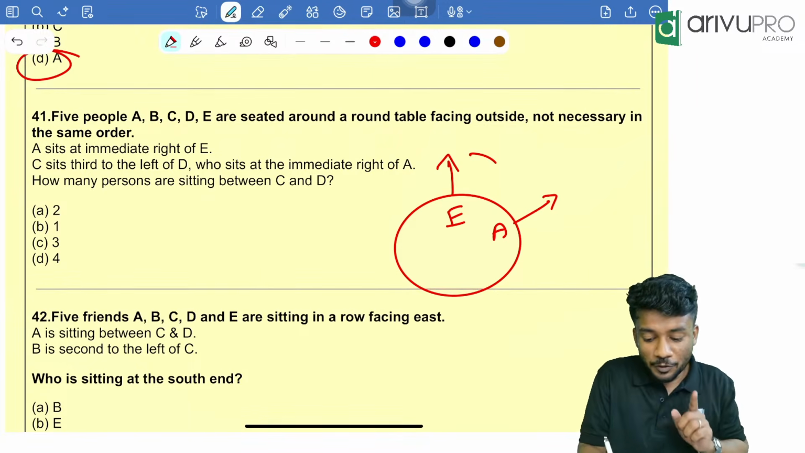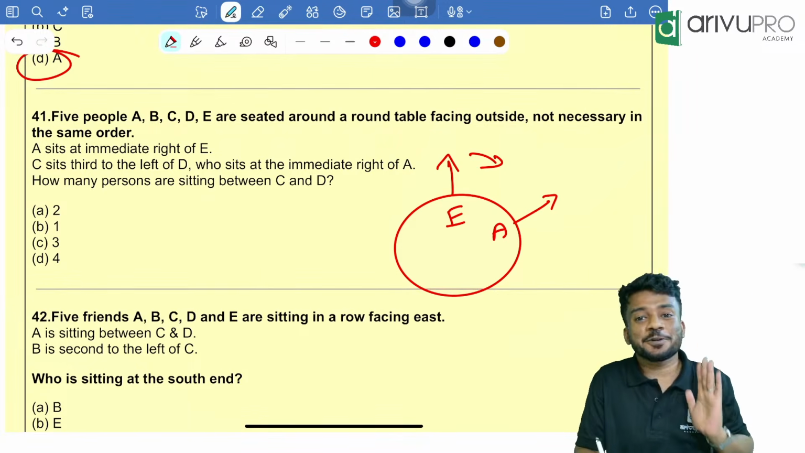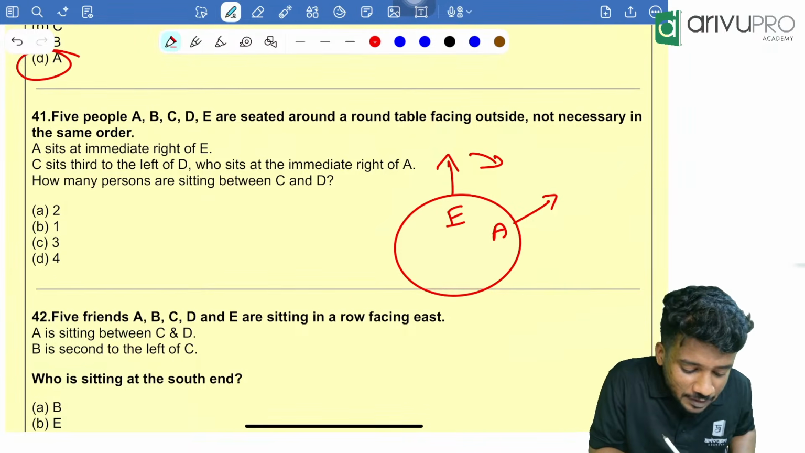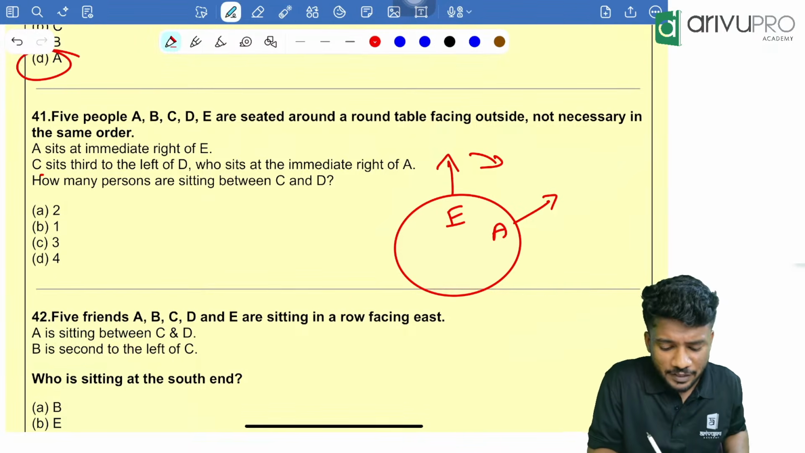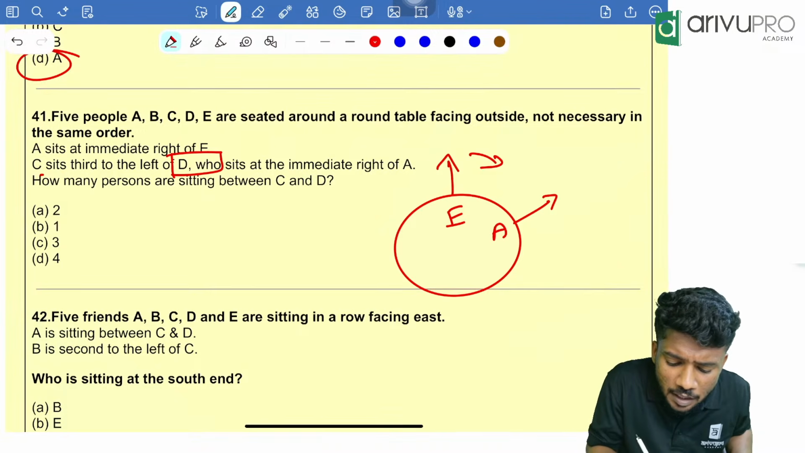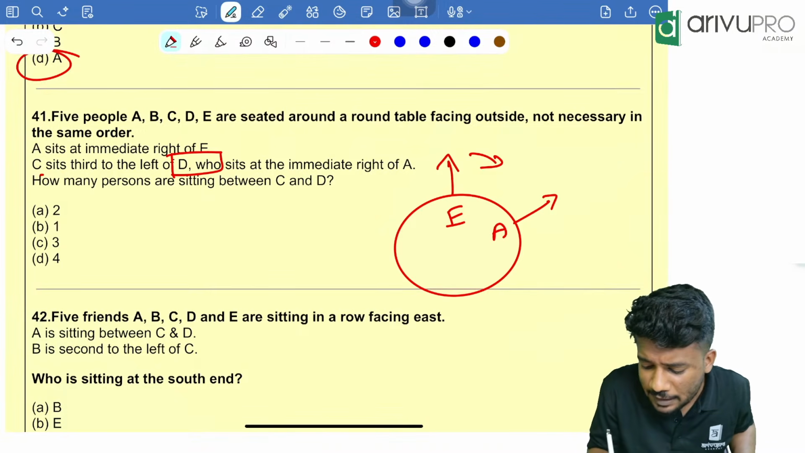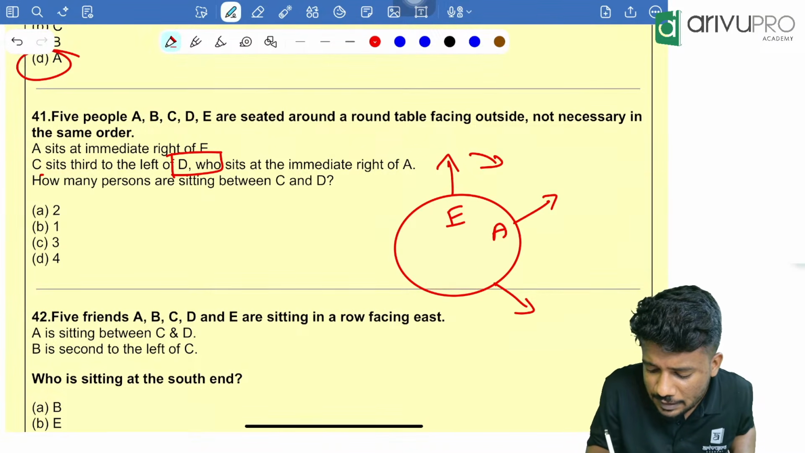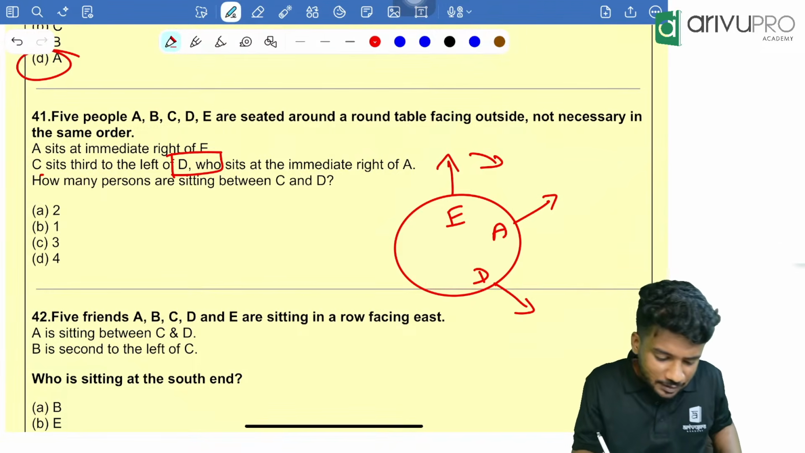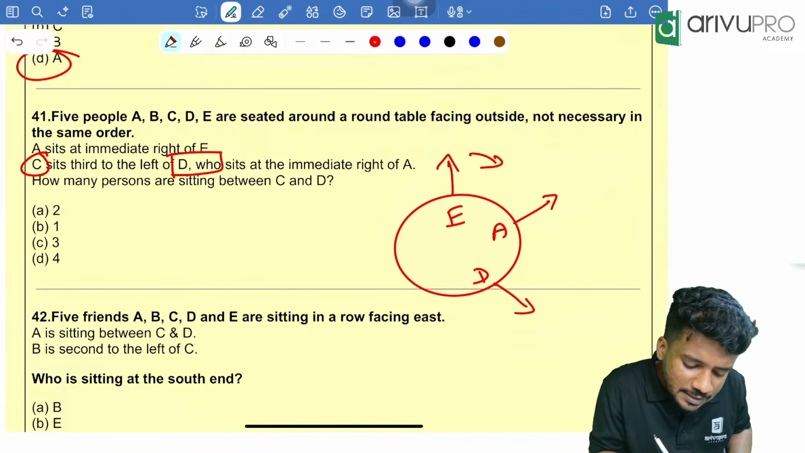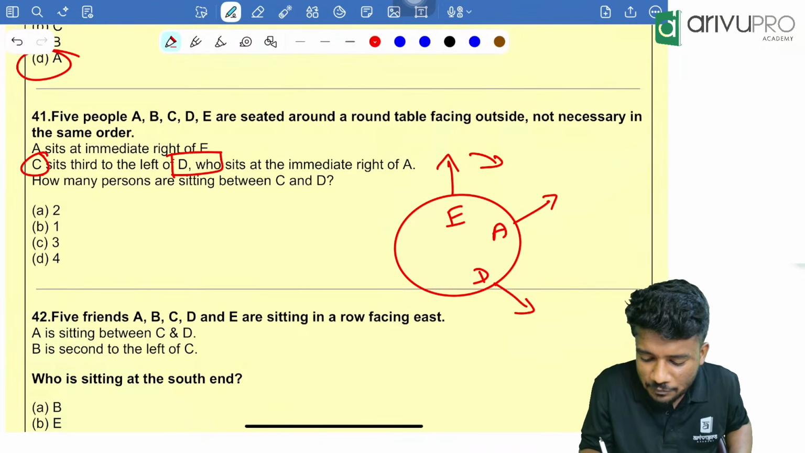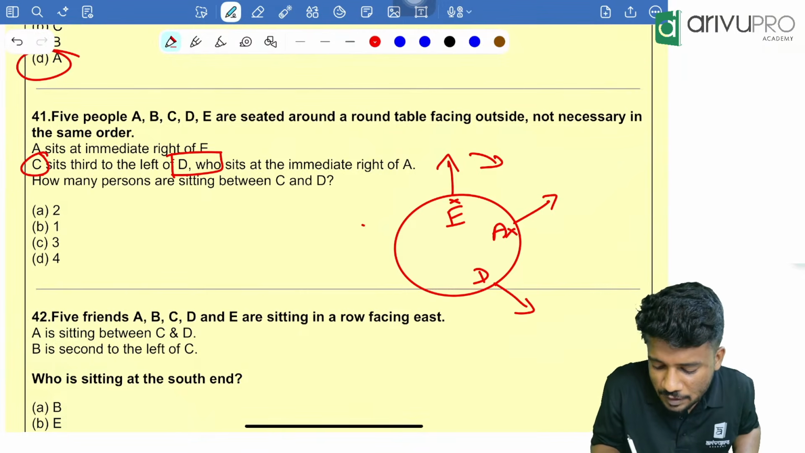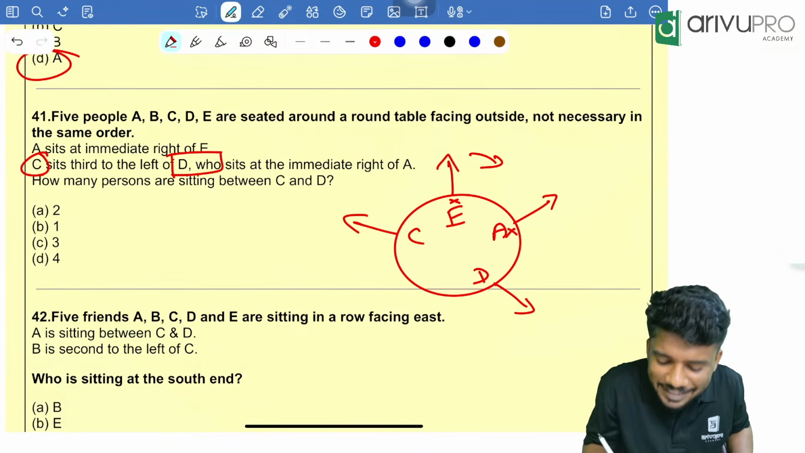That means a person looking towards up, the right side is what? The A. Then C sits third to the left of D. Then D sits at the immediate right of A. That means D is sitting over here. Then what else is told? C sits third to the left of D. Third to the left means first left, second left, third left. Who is sitting there? C is sitting there.